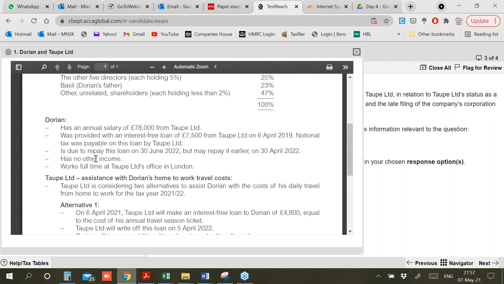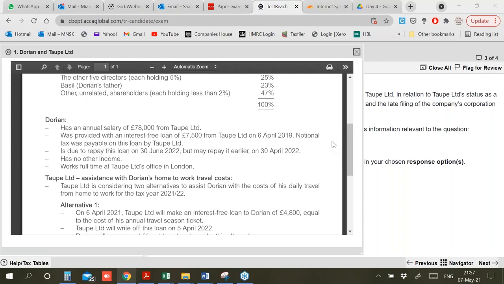So I know that whenever a company provides you an interest-free loan, a taxable benefit arises. So guys, do you think that here the taxable benefit will arise because the company has given its shareholder and employee an interest-free loan? Yes or no? So guys, we are wrong.